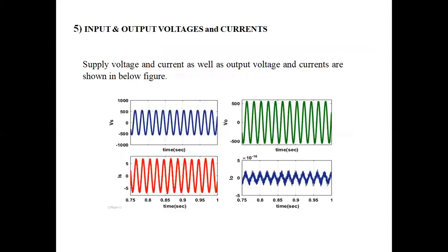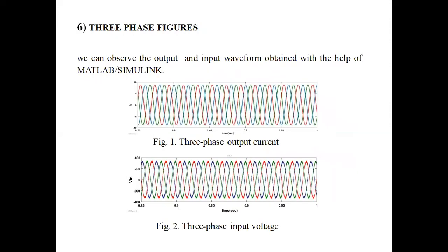The next is input and output voltages and currents. Here, I'm going to show you the supply voltage and current as well as output voltages and currents. These are the figures we have simulated in MATLAB Simulink. These are three-phase figures. We can observe the output and input waveforms obtained with the help of MATLAB and Simulink: three-phase output current, three-phase input voltage.